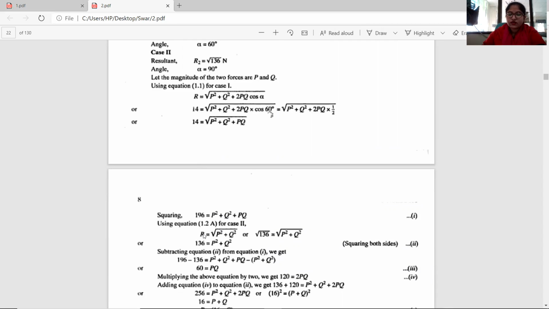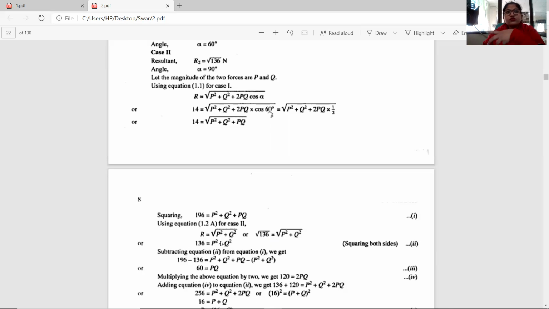For the second case, my formula is r equals under root of p square plus q square. Then put the value of r. Under root of 136 equals under root of p square plus q square. Squaring both sides to remove the under root, 136 equals p square plus q square. This is the first equation, this is the second.